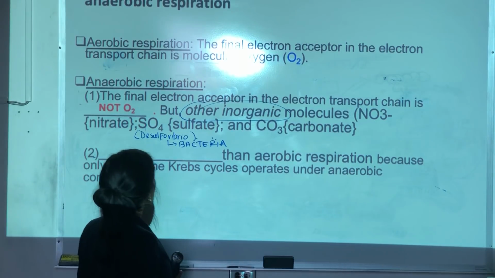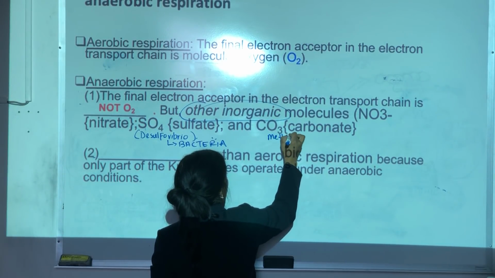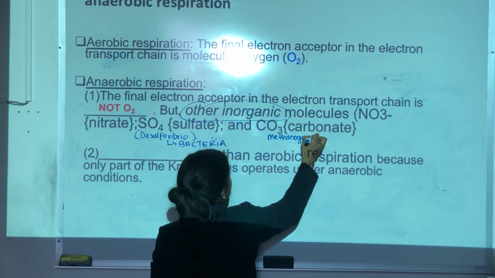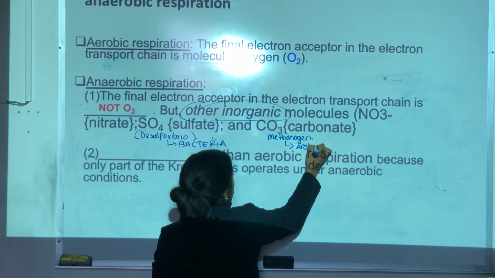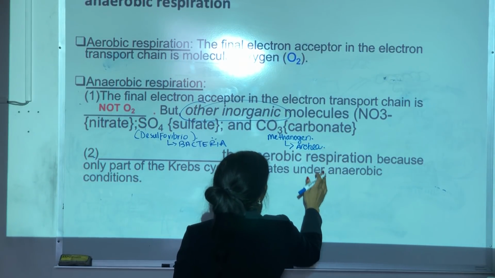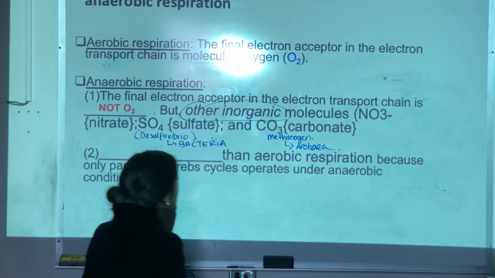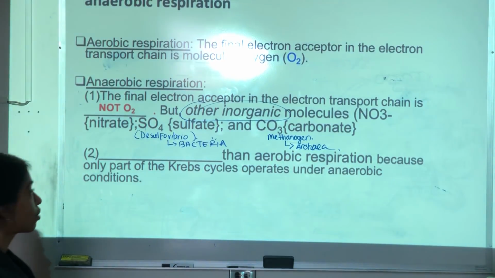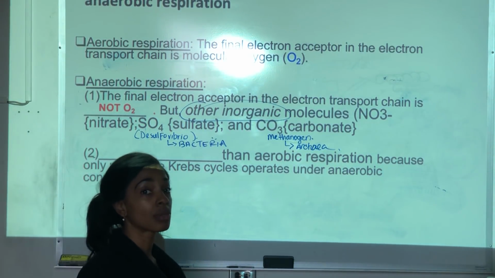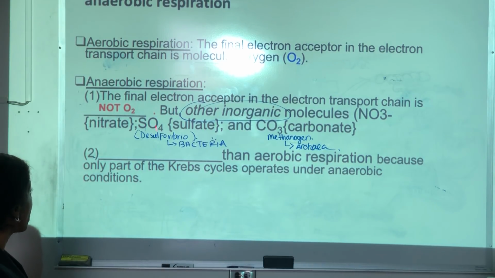And carbonate, this terminal acceptor is often used by many of our methanogens, right? And the methanogens, these are archaea. All right, so archaea, and we'll see those examples in exam 2. Remember those names, desulfovibrio, methanogen. You won't be tested on them for this exam, but just to give you what's to come. All right, and they can perform anaerobic respiration.